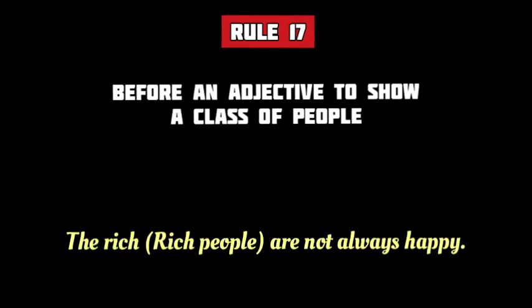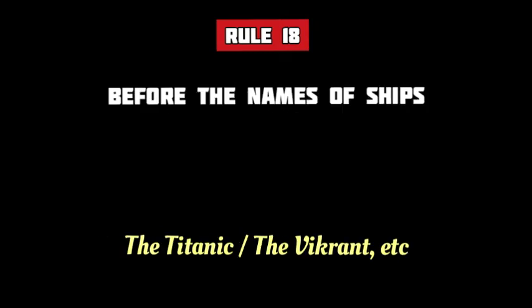Next, if the definite article the comes before an adjective, it shows a whole class of people as denoted by the adjective. For example, the rich are not always happy. Here, the rich stands for the rich people as a whole. Then we also have the definite article the before the names of ships. For example, the Titanic, the INS Vikrant, etc.